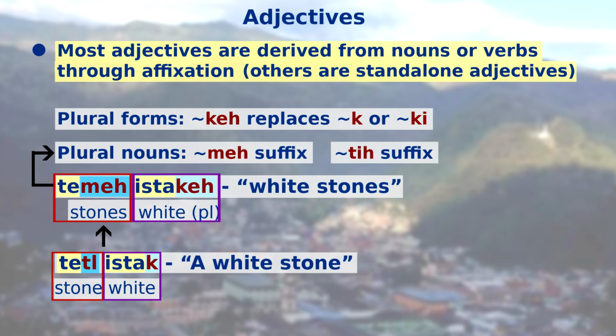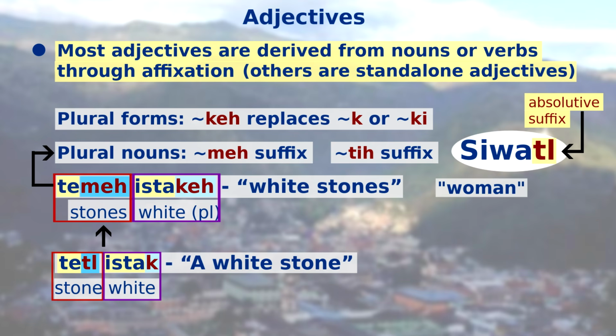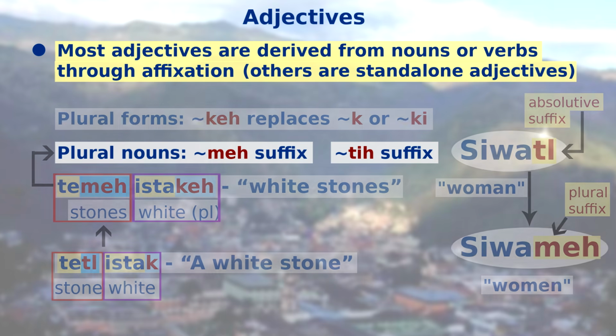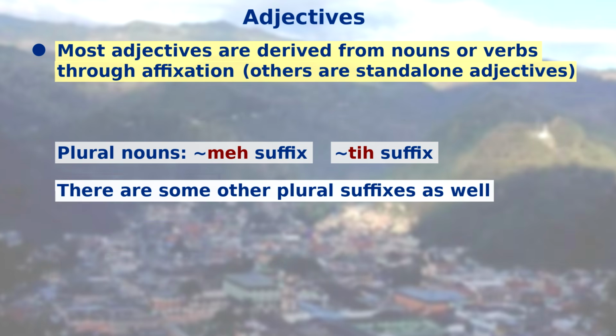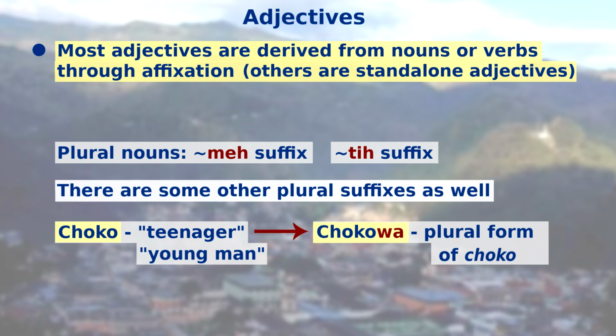And there's another one, ti, used for other noun stems. The absolutive suffix is removed and me is added. Another example, Siuatl, meaning woman, becomes Siuame, meaning women. There are some other less common plural suffixes as well. Choko means teenager or young man. Its plural form is Chokoba.